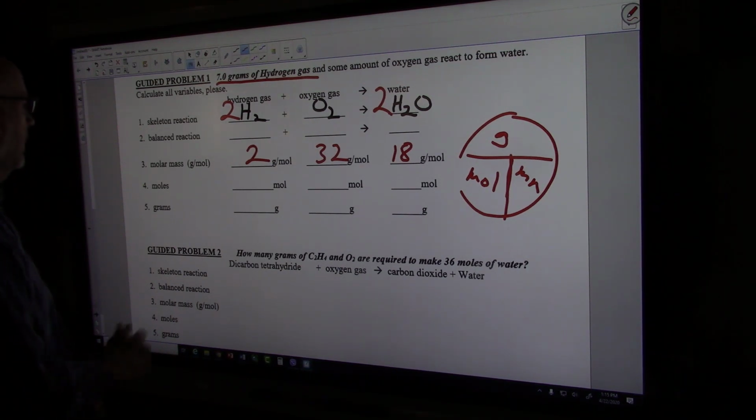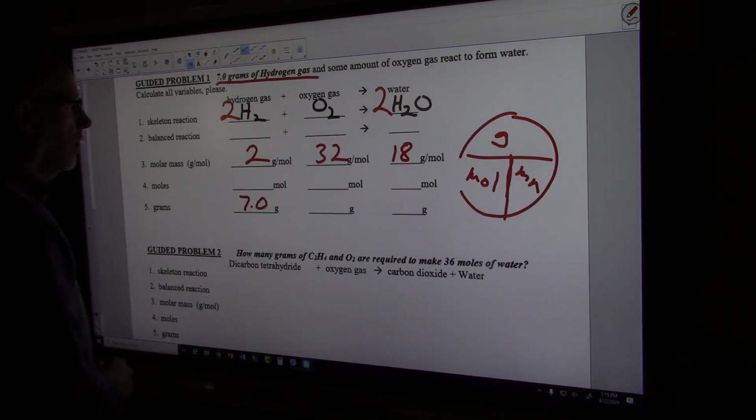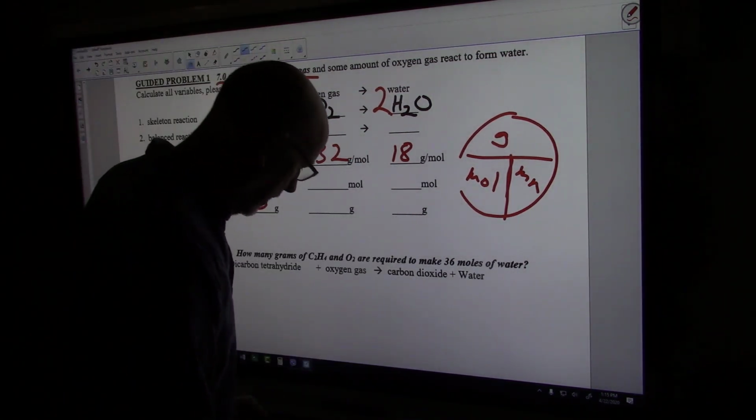Okay, 7 grams of hydrogen gas, 7.0. Moles equals grams divided by molar mass.